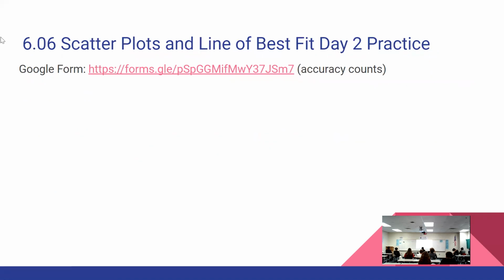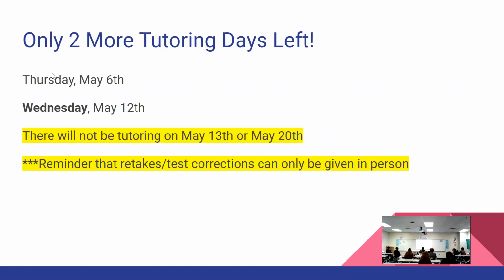The practice today is a Google form, and to prevent people from just randomly clicking through it, accuracy does count. All right, I'll give you some leeway. If you get 8 out of 12, I'll give you the full points. But otherwise, if you get less than that, I will take off a couple points for accuracy. You only get 1 try, so make it count. Don't just click through it.